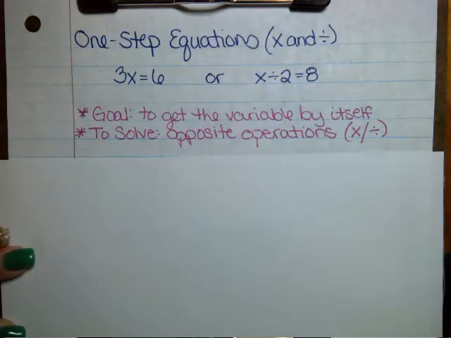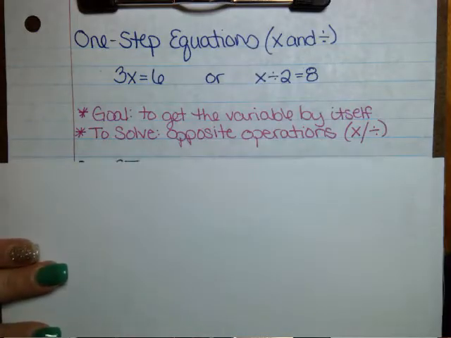So this video is on solving one-step equations using multiplication and division. The goal again is to get the variable by itself, and in order to solve, you're using opposite operations. So if the original problem was asking you to multiply, the opposite of that would be to divide.